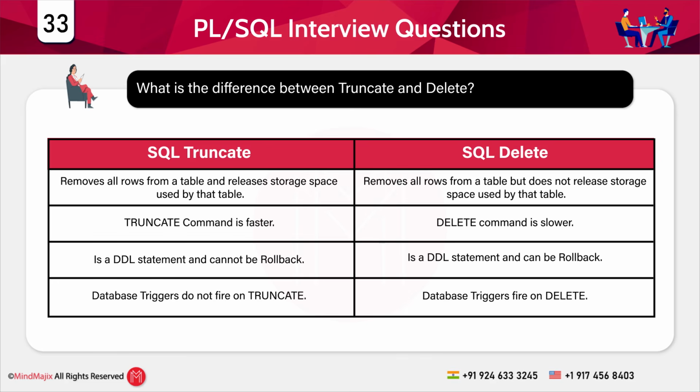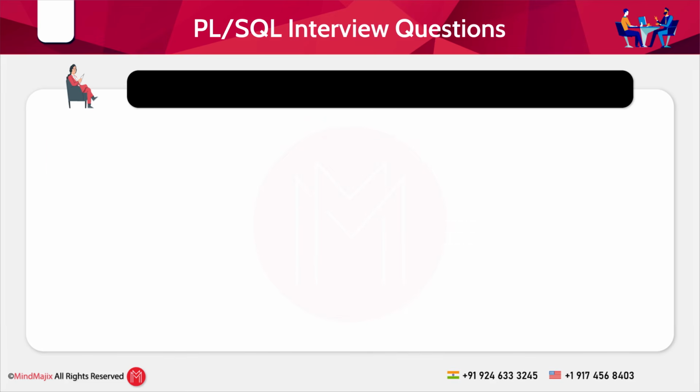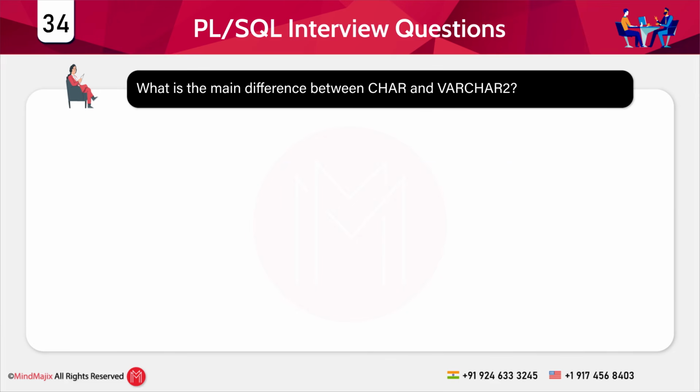SQL truncate is a DDL statement, like a data definition language statement, and you cannot roll back a truncate statement. Whereas SQL delete is a DML statement, and you can use rollback for SQL delete. The last point is that database triggers do not fire on truncate, whereas database triggers fire in case of the SQL delete statement.